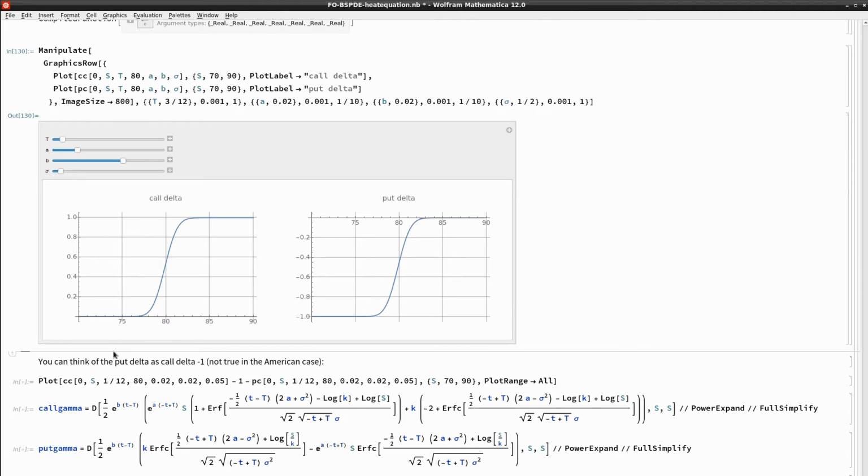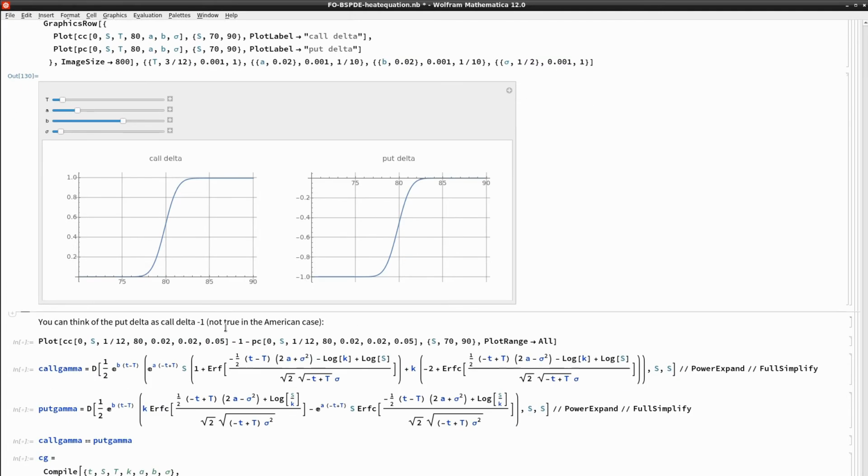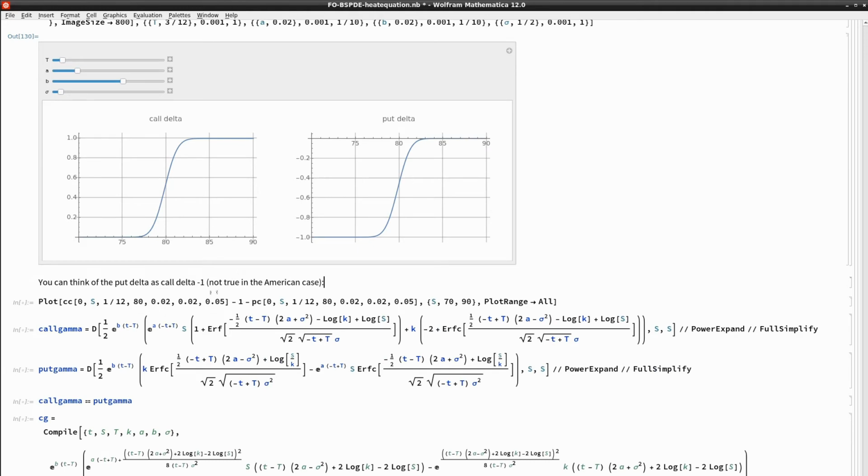You will remember that we had the hockey stick curves. So if the hockey stick goes to the right, you have a derivative of 1 on the right side. If the hockey stick goes to the left, you have a derivative of minus 1 on the left. And this is exactly what we're seeing here. So you can think of the put delta as the call delta minus 1. And this is not entirely true for the American options.